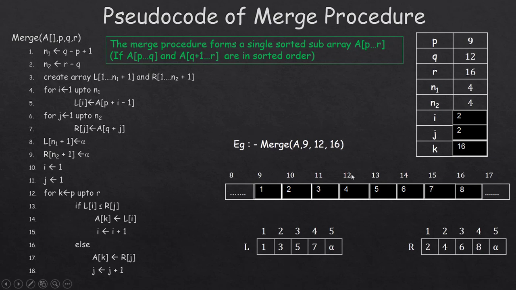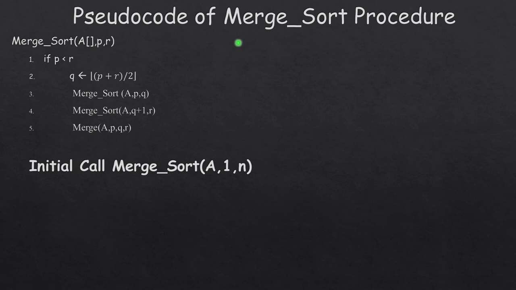So what's the purpose of merge procedure? In this example we had two subsequences, one from 9 to 12, another one from 13 to 16. These two subsequences are sorted. After applying merge procedure, this entire subsequence becomes sorted. So this is the key procedure in merge sort. So next is the pseudocode for merge sort procedure.